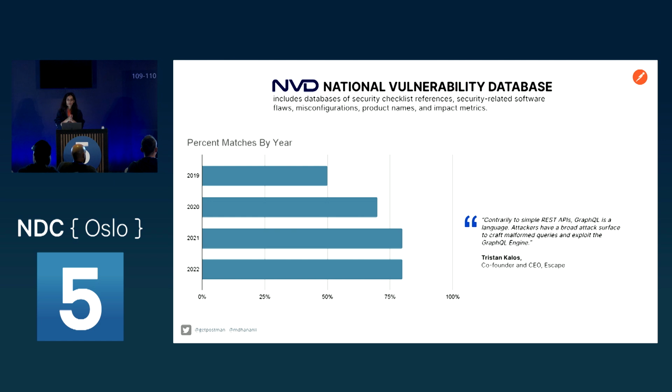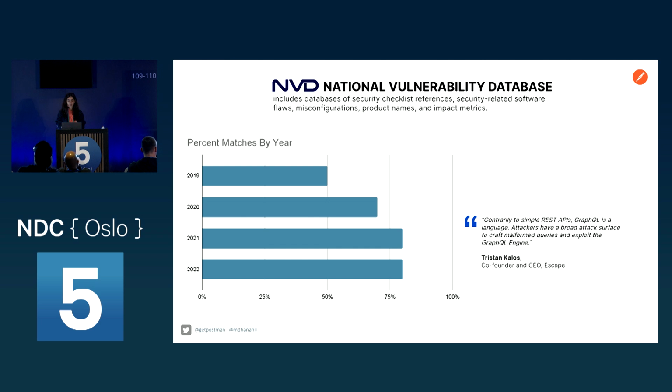Okay, so what I've tried to do here is a keyword search on the National Vulnerability Database to see the statistics for GraphQL. And it seems like the attackers have gotten slightly better from 2019. So we definitely need to get better at protecting our systems from the common attacks.